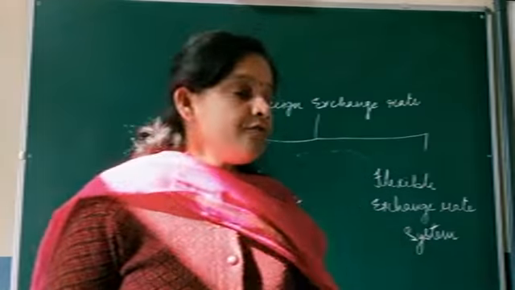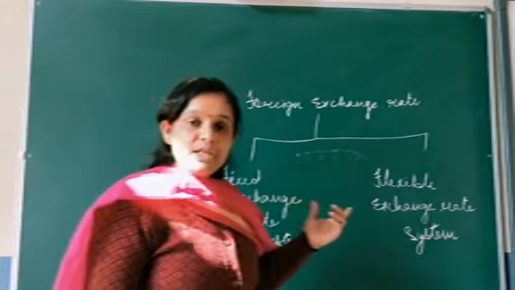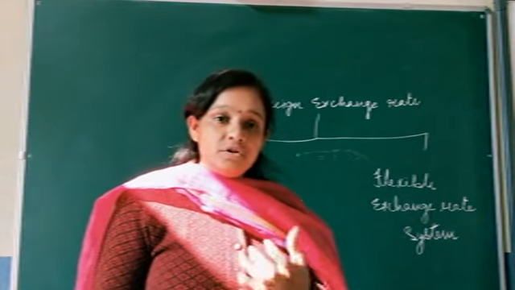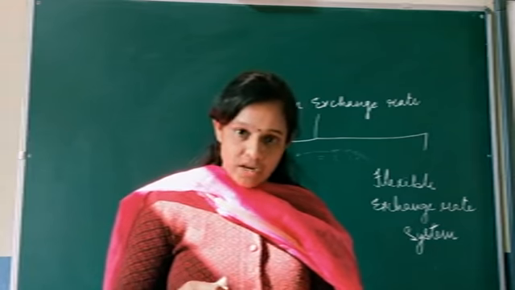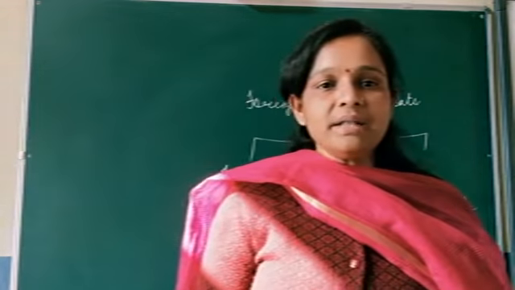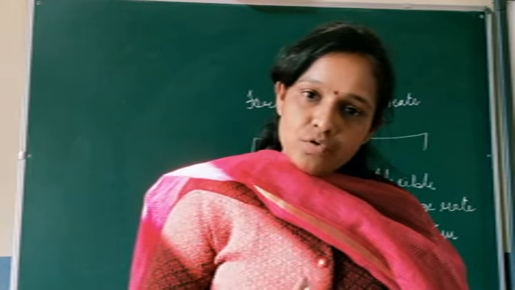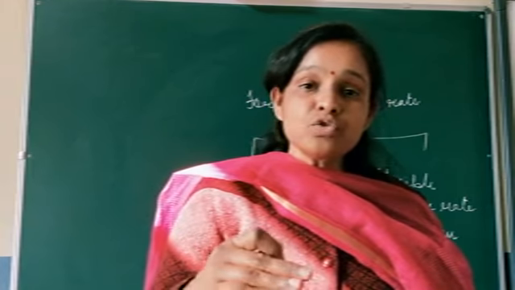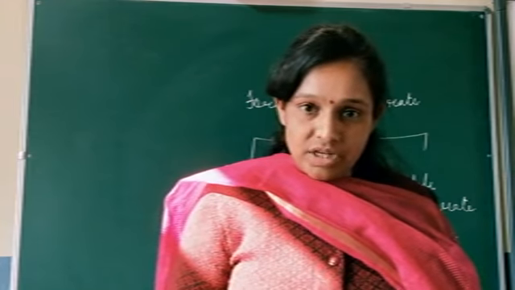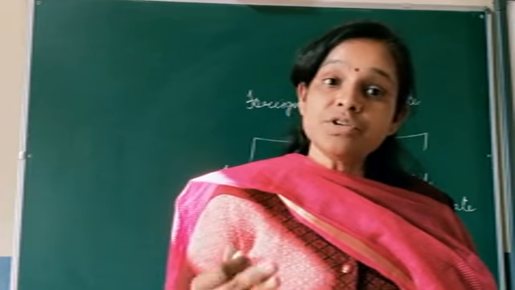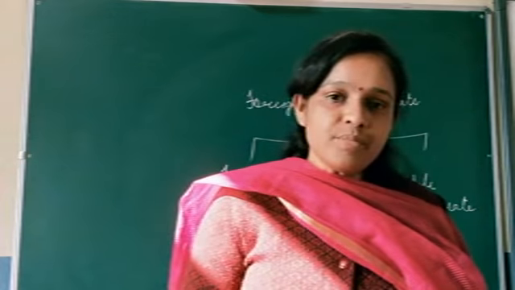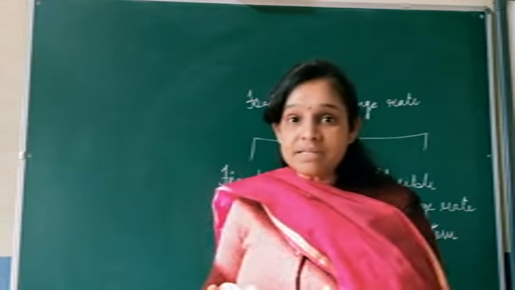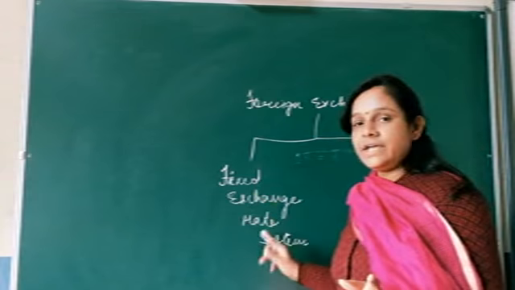If the word fixed is there, it means the rate of different countries is determined by the government of the country. Suppose we have to determine the exchange rate of India with other countries of the world. Our currency rupee is going to be exchanged with the currencies of other countries. In what rate? That is going to be decided by the government of India. If the government is determining, then it is called fixed exchange rate system.